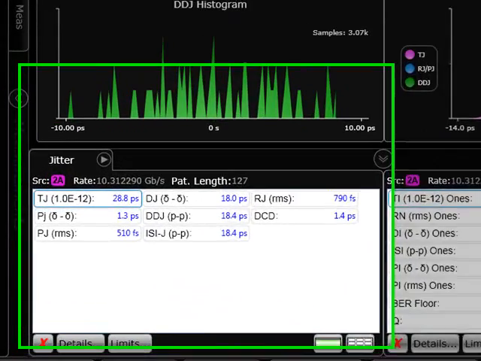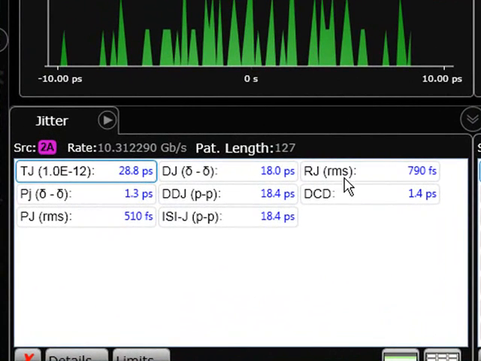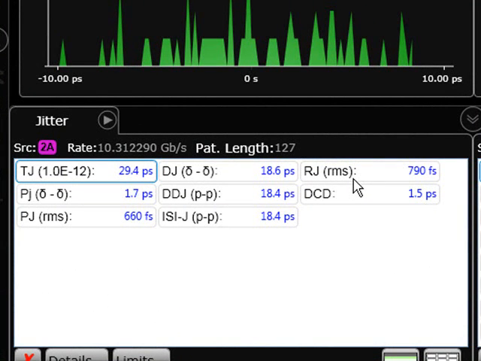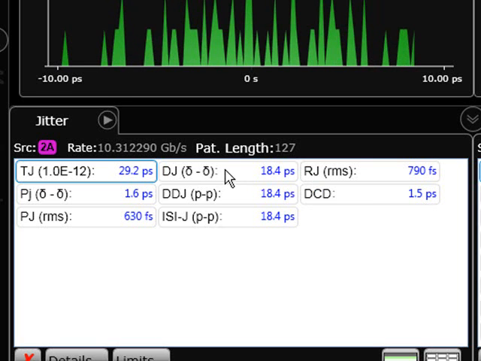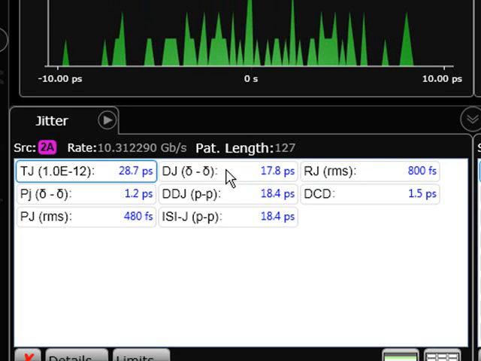And again, our random jitter, our RJ, is just under 800 femtoseconds at about 790. But our deterministic jitter has gone from 8.5 picoseconds up to about 18.5 picoseconds. So it's increased by 10 picoseconds, which is again what we would expect because we're going through this lossy FR4 fixture. And our TJ is increased from 18.5 to about 28.5, which is what we would expect.